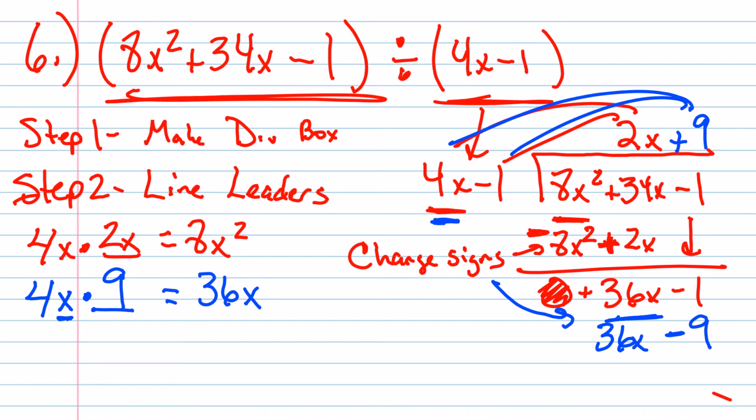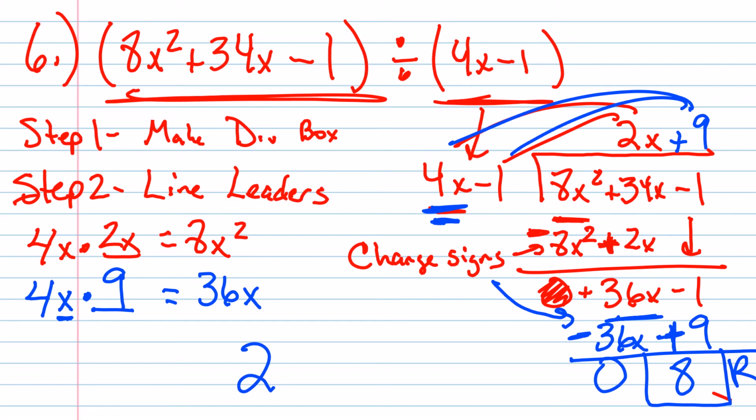Once again, don't forget to change your signs. Even though it's the last step, you still have to change your signs. That makes it minus. That makes it plus. Plus 36 minus 36x, that's 0. Negative 1 and 9 is 8. That's my remainder. Now remember, if you lined everything up, you know it's your remainder because you're out of space. Also, there's no way I can take 4x and multiply by anything to get 8.